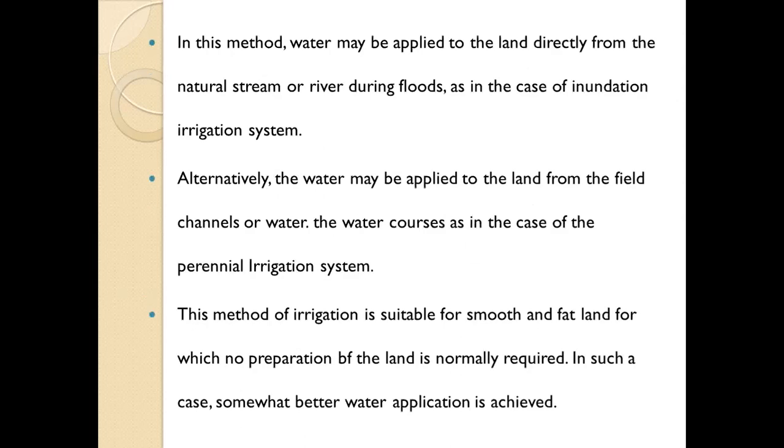In this method, water may be applied to the land directly from a natural stream or river during the flood, or in the case of the inundation irrigation system. Alternatively, the water may be applied to the land from the field channels or water courses, as in the case of the perennial irrigation system. This irrigation method is suitable for smooth and flat land for which no preparation of the land is normally required, right? In such cases, somewhat better water application is achieved, right?